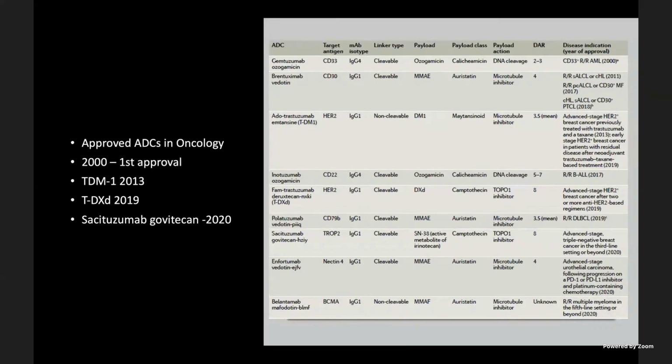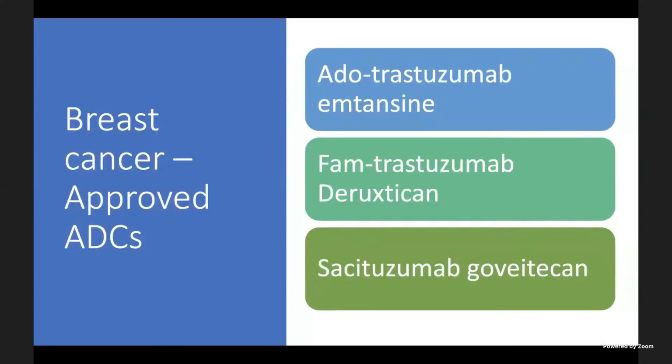Now, coming to it, the ADCs in oncology started quite early. In 2001, we had the first approval, gemtuzumab ozogamicin. It was later recalled, but subsequently, that is what paved the way. Then we had brentuximab vedotin. For breast cancer, TDM1, the first approval was in 2013, followed by deruxtecan and subsequently by sacituzumab govitecan in 2020. Now, the FDA approved ADCs that we have are TDM1, trastuzumab deruxtecan, and sacituzumab govitecan. These are the three.